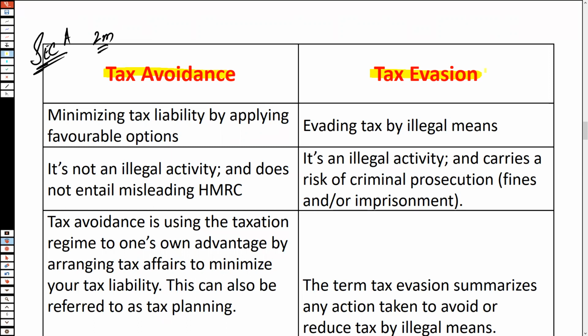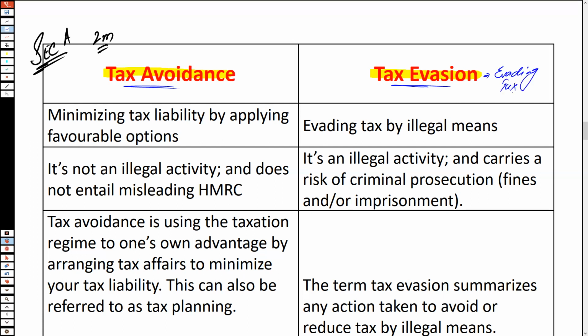What is tax avoidance? What is tax evasion? By doing any of these 2 things, overall tax liability will go down. Tax avoidance and tax evasion both can be used for reducing the tax liabilities, but one way is the legal way and the other one is the illegal way. Tax evasion means you are evading tax.